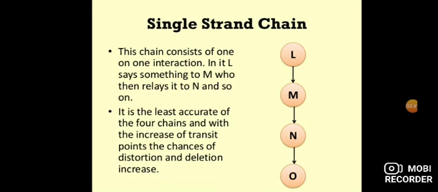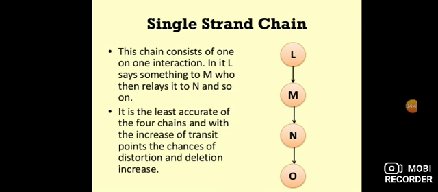Now comes the single strand chain. In this image, you can see the information is coming from one single person, and the flow is throughout a single chain. This chain consists of one-on-one interaction, that means one versus one. In it, L is an employee who has the information. This person says something to a second person, M, who then relays it to a third person called N, and N again shares the information with another person, O.